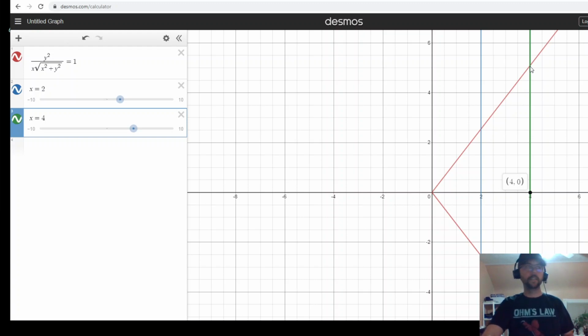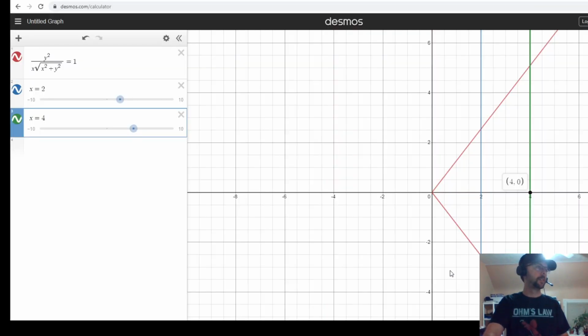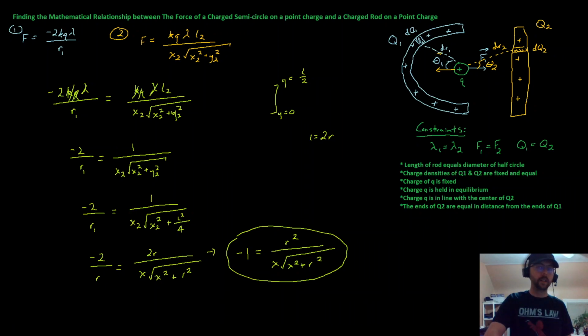Anyway, so that's it. That's the interesting visualization of the relationship between the distances between the straight bar of charge and the semicircle of charge. That's it.